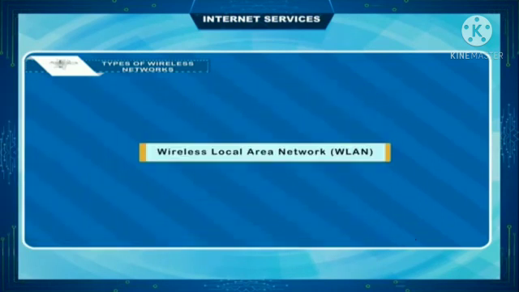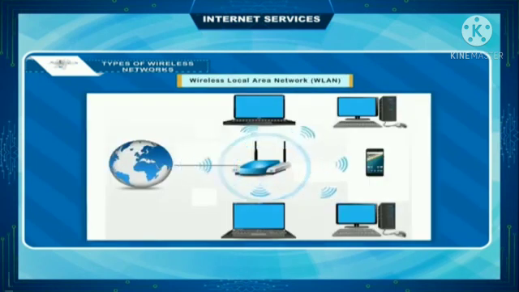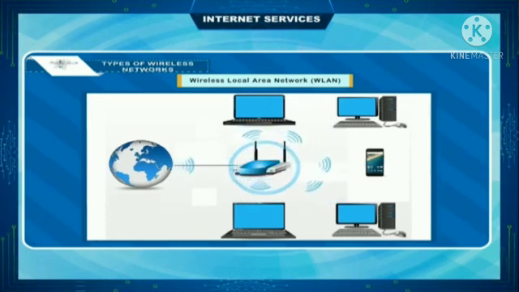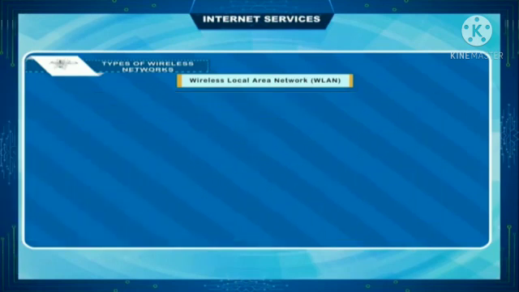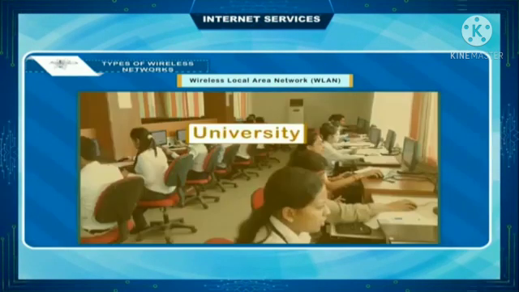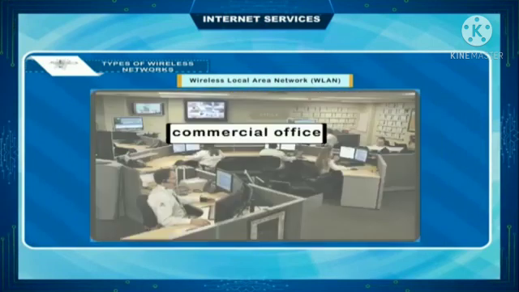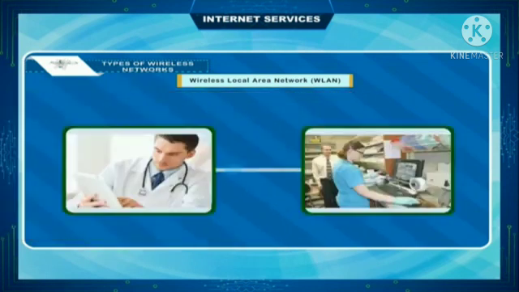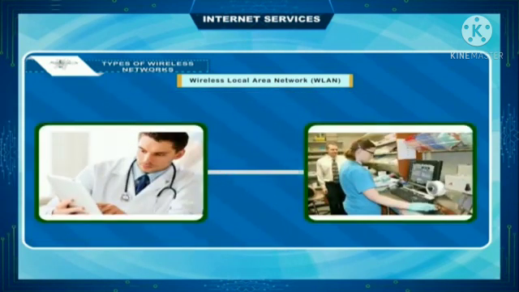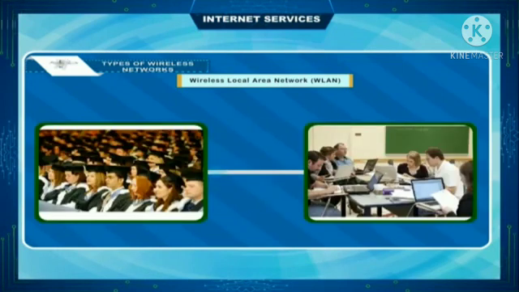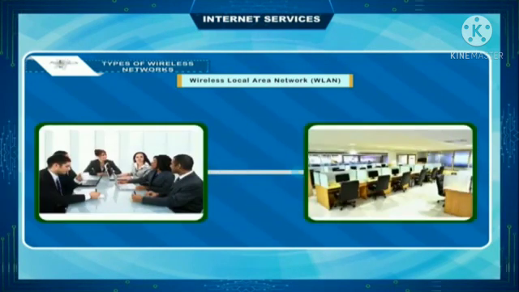Wireless Local Area Network, WLAN. Wireless LANs, like wired LANs, have a finite coverage area. They wirelessly connect computers in a defined coverage area like a hospital, a university, an airport, or a commercial office. They are designed for a certain set of people in mind. For example, doctors and technicians in a hospital, students and teachers in a university, or office staff in a commercial setup.